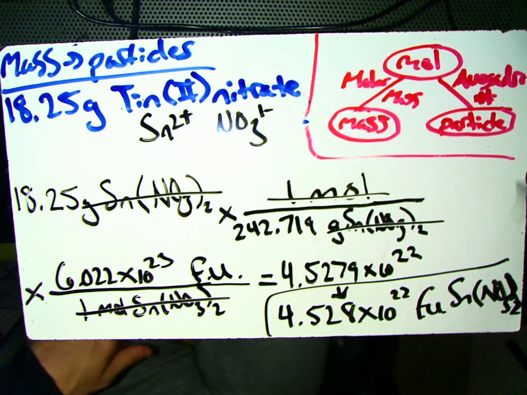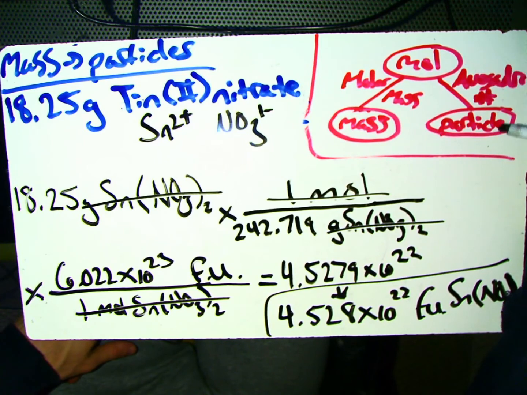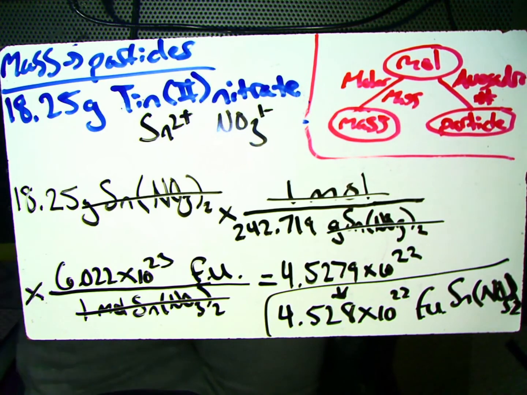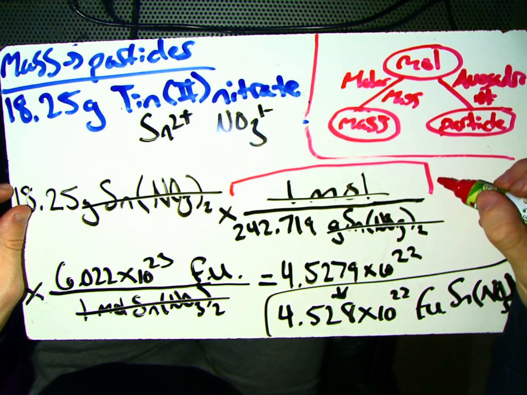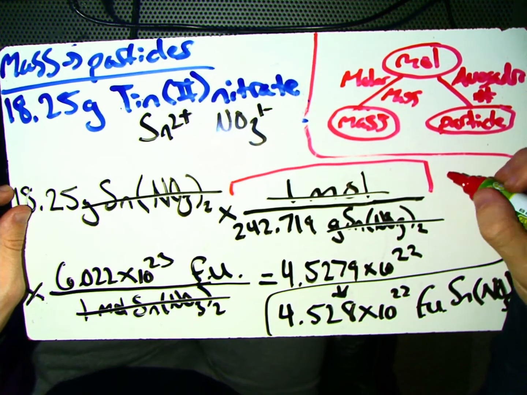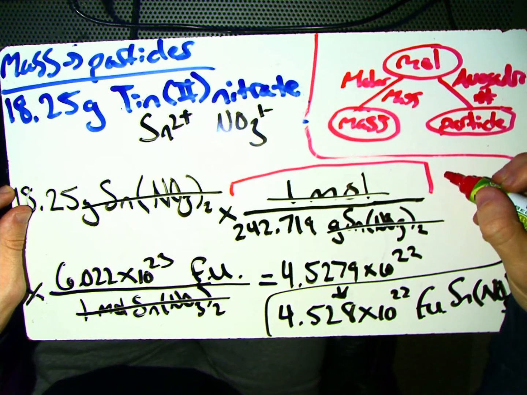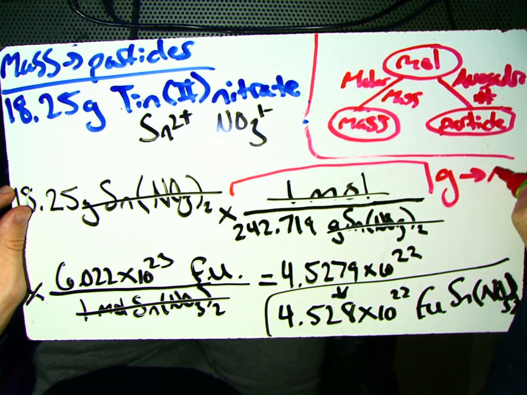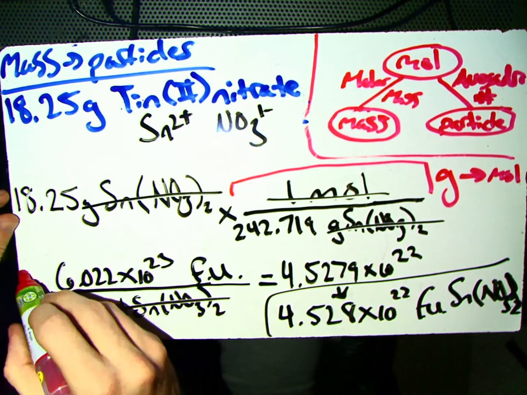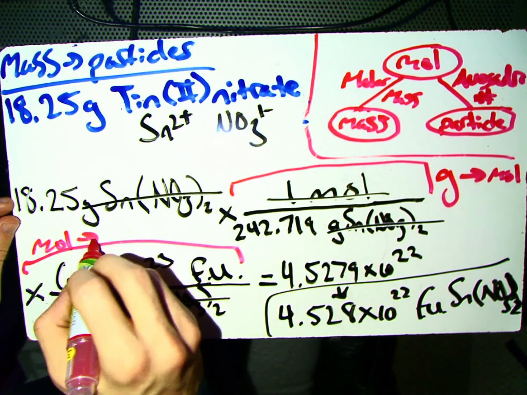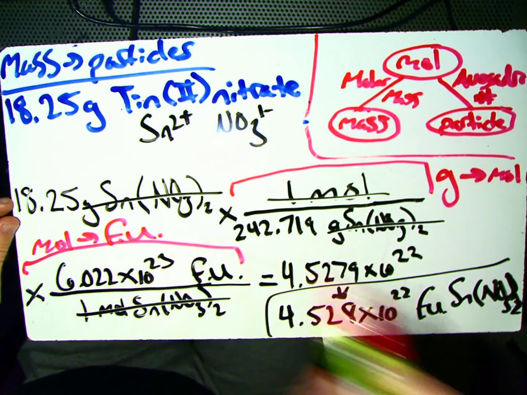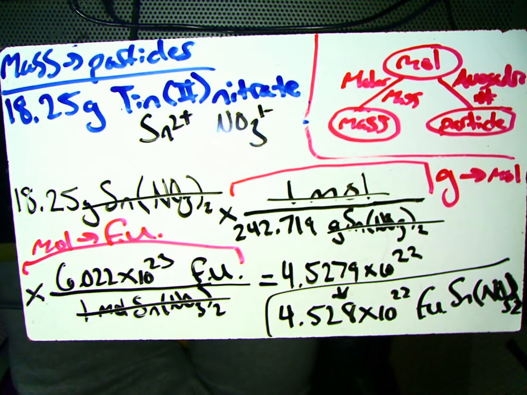Yeah, so we went from mass to moles and then moles to particles. And if it helps you to see that again, maybe I'll write right here. Our first conversion factor was mass to mole, and our second conversion factor was mole to particle. In this case, the particle we were dealing with was FU.